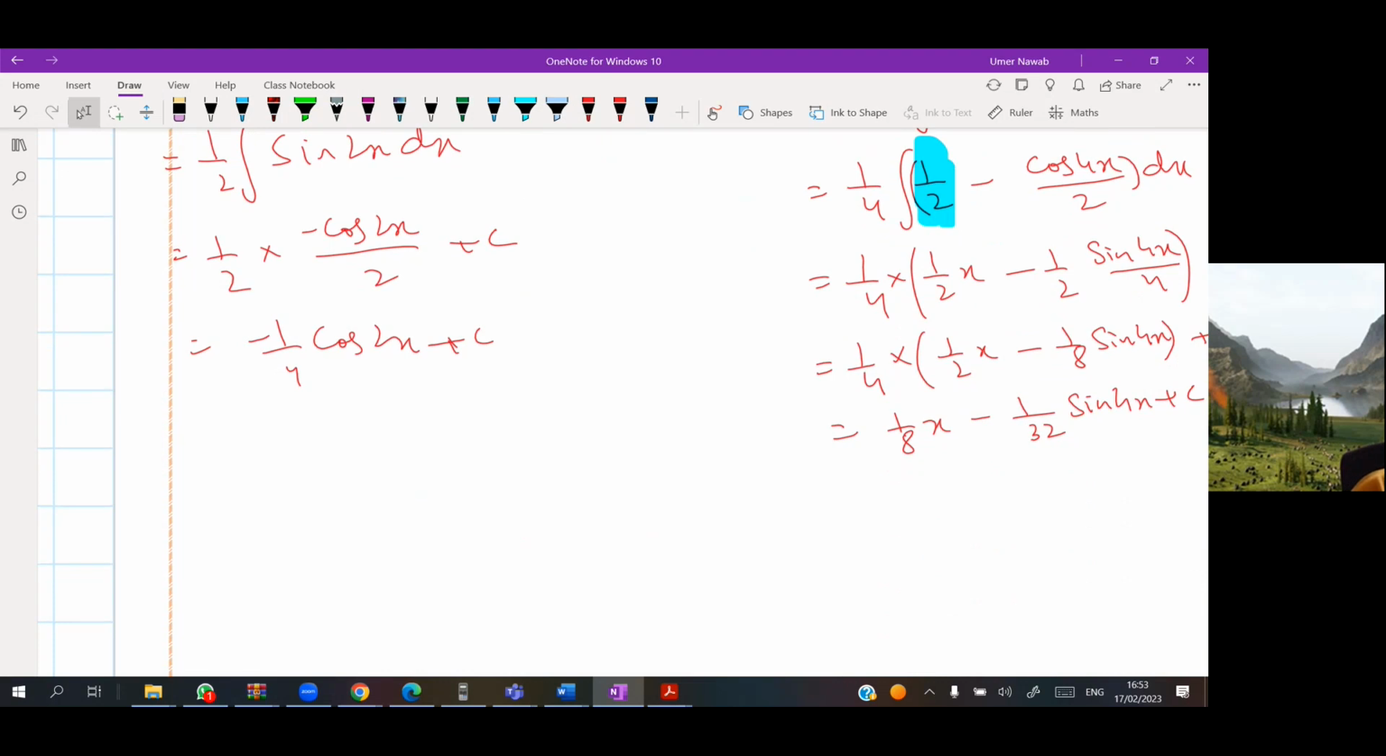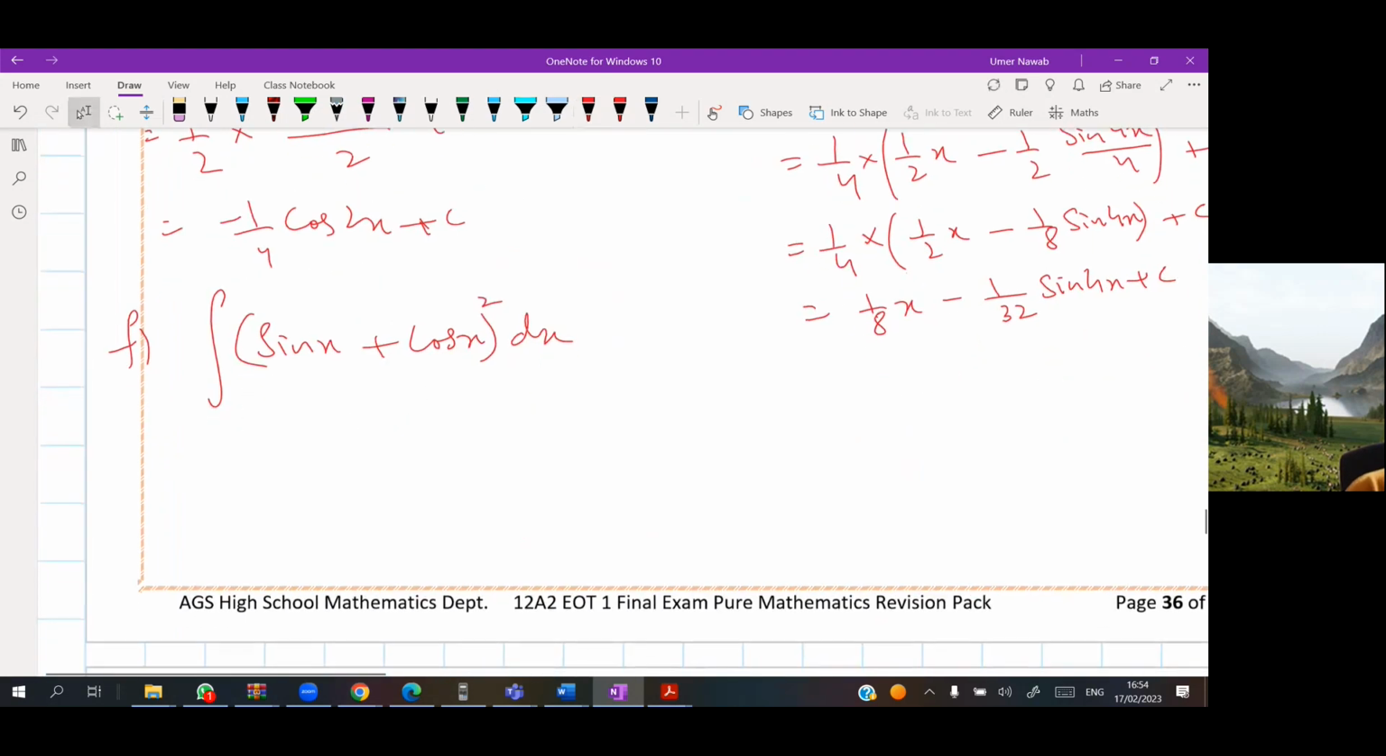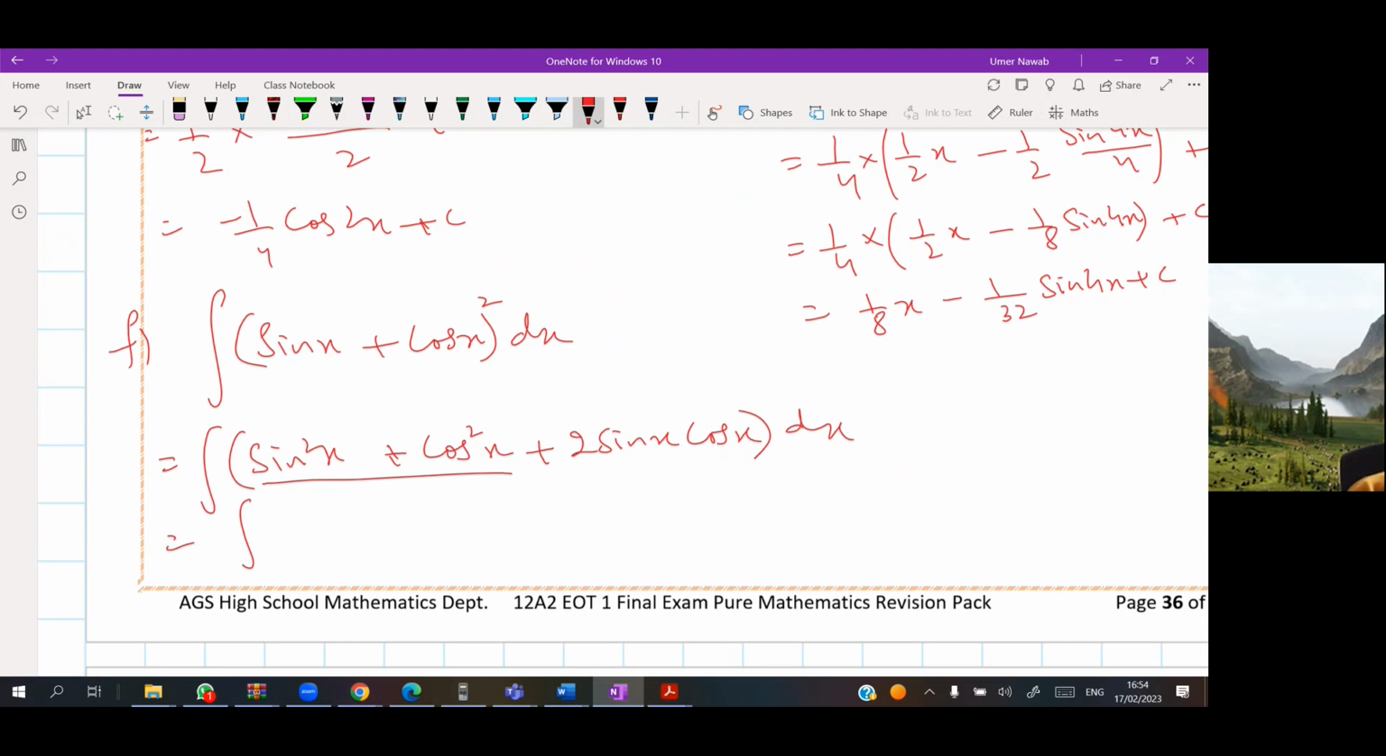Last part, which is f, and this is a very, very important question. Sine x plus cosine of x whole squared dx. Can I open the brackets? Sine square of x plus cosine square of x plus 2 sine x cosine of x. When I open the brackets, everyone remembers this is equal to 1 by the Pythagorean identity, and this thing is equal to sine of 2x.